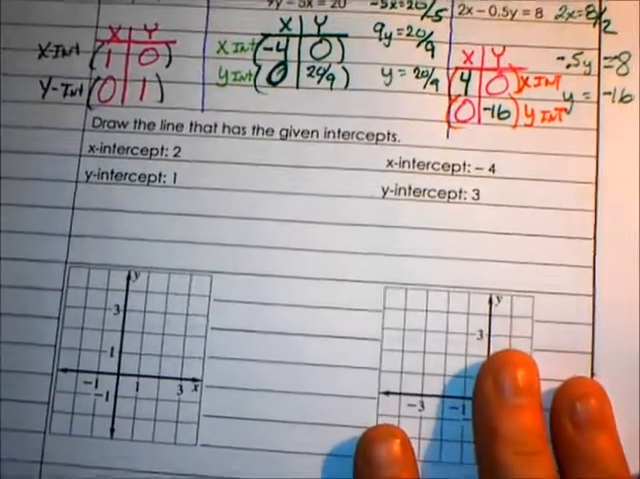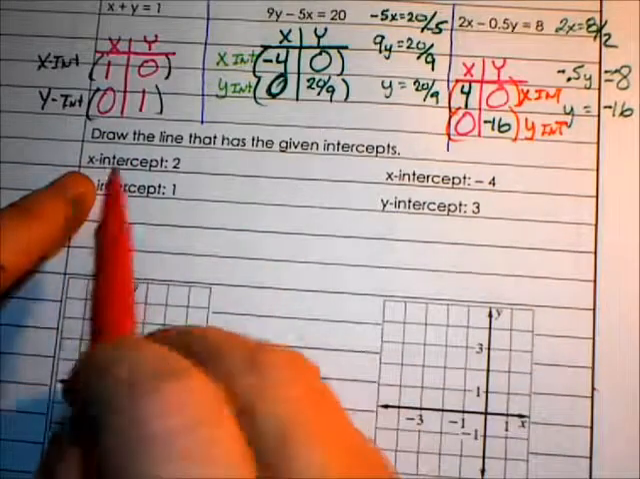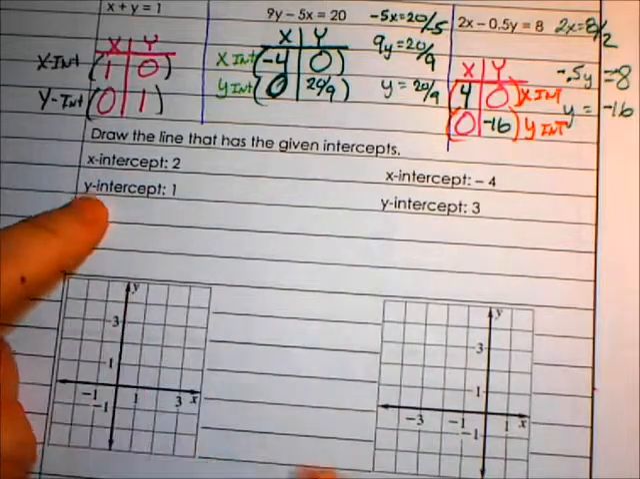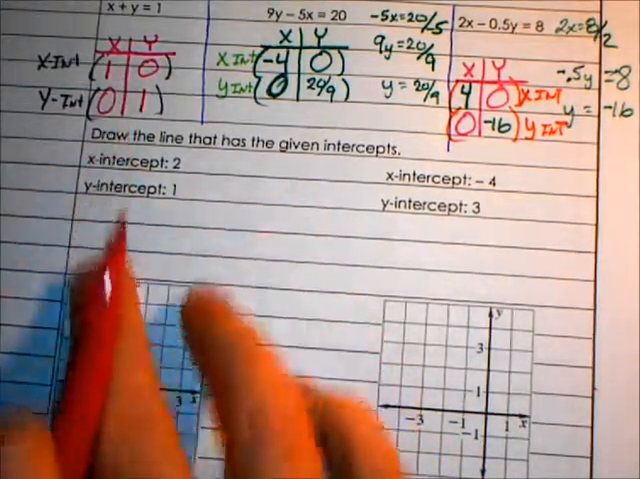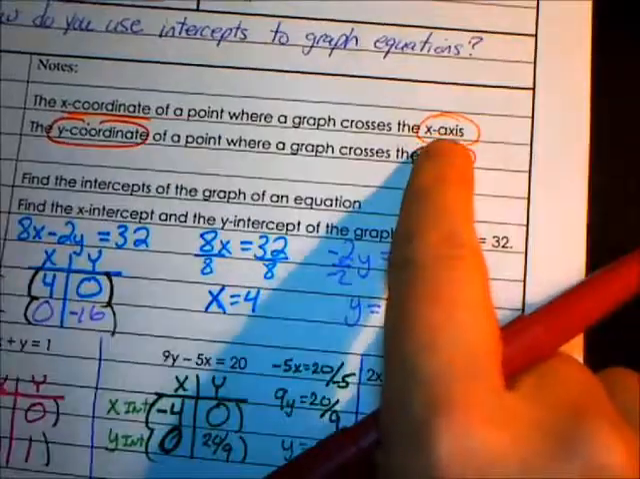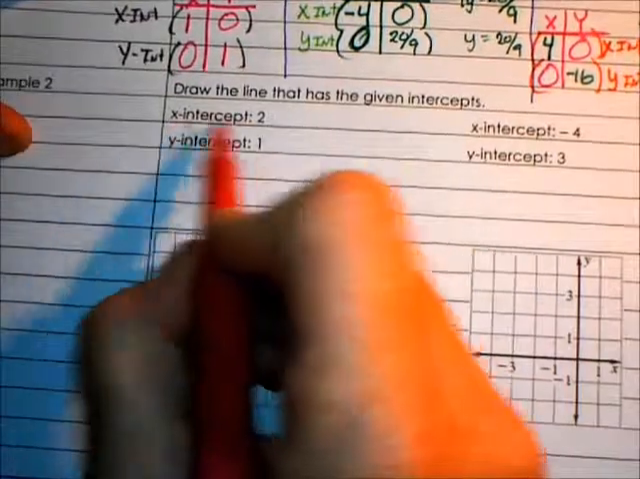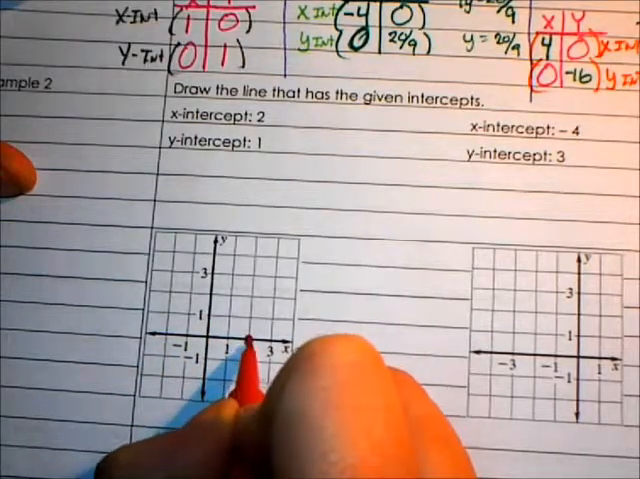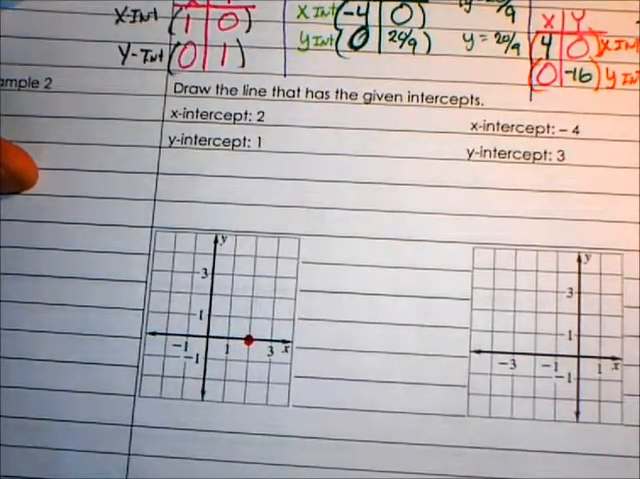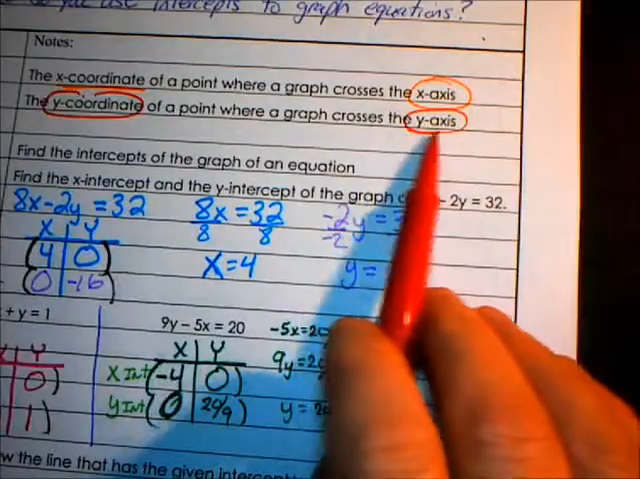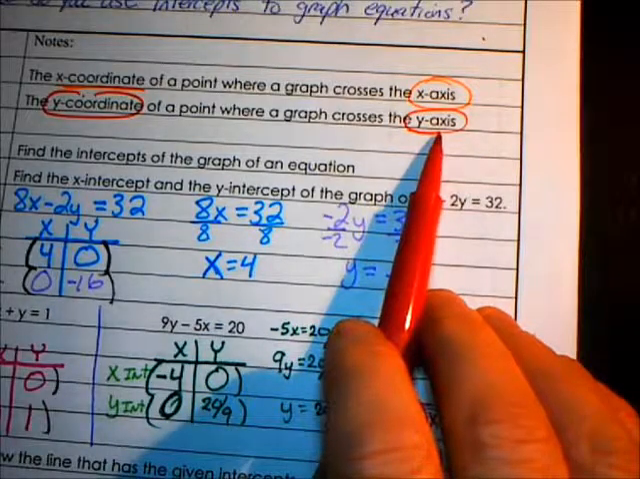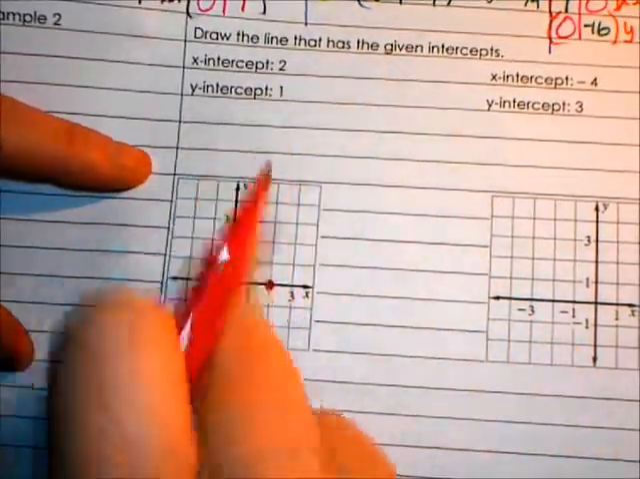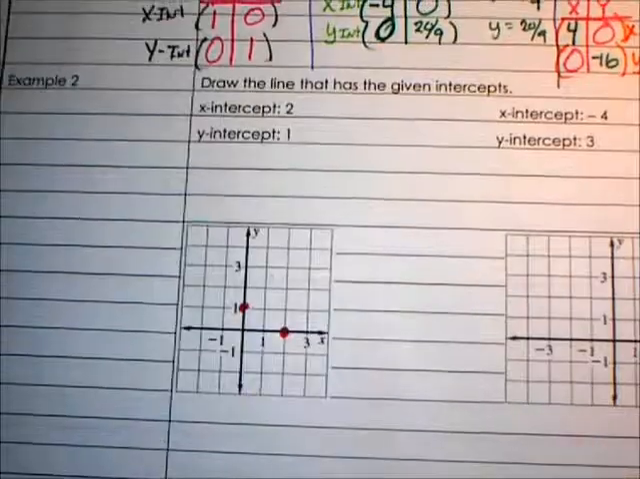Alright, on example 2, now we want to actually draw the line using these intercepts. So with the x-intercept, remember this is the point that's on the x-axis. So the x-intercept is at 2, so go to your x-axis and go over to 2 and put a dot. That's a point that you have. And then the y-intercept is where it crosses the y-axis. The y-axis is vertical, it's up and down, so at the 1, put a dot.